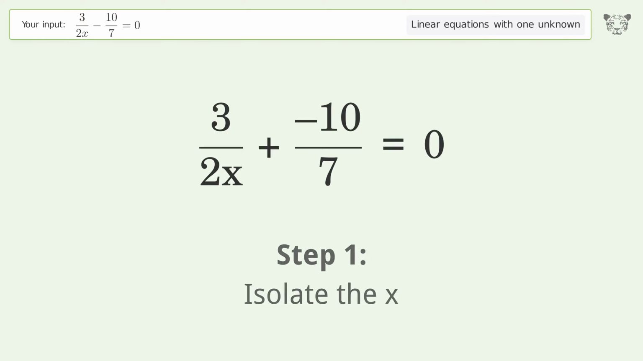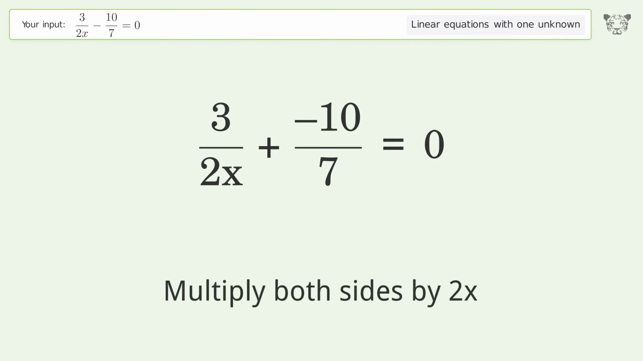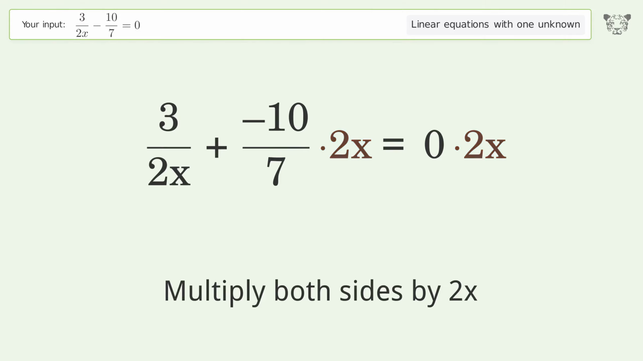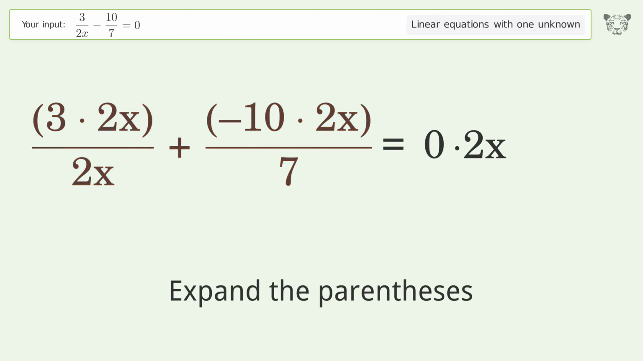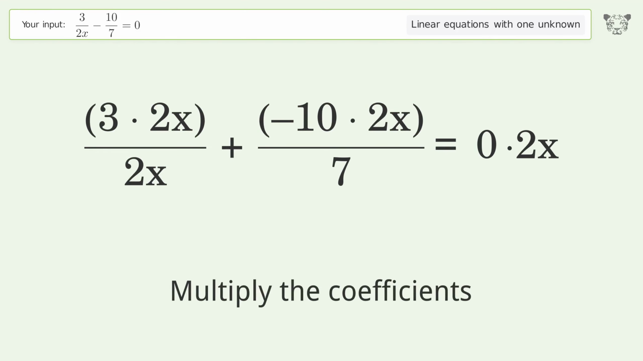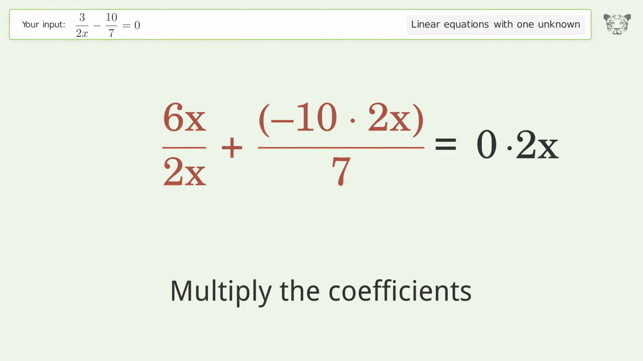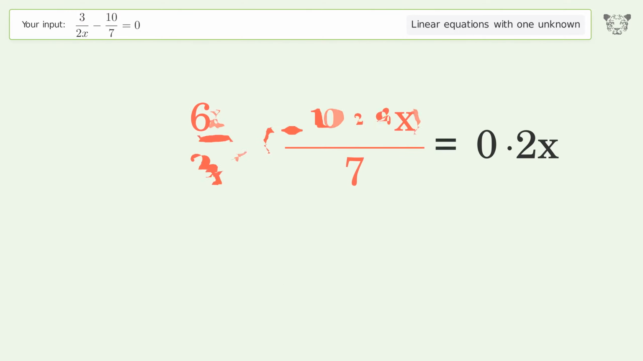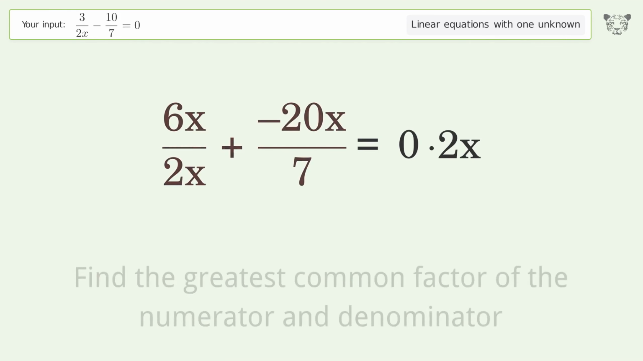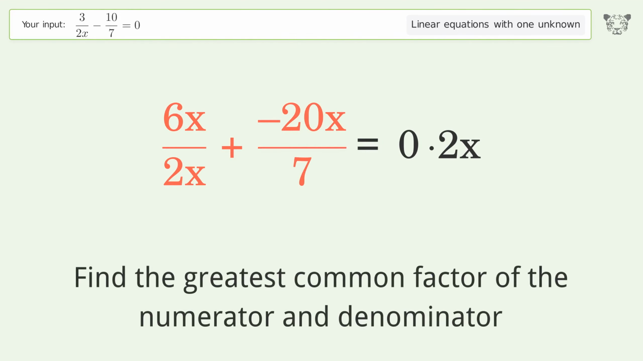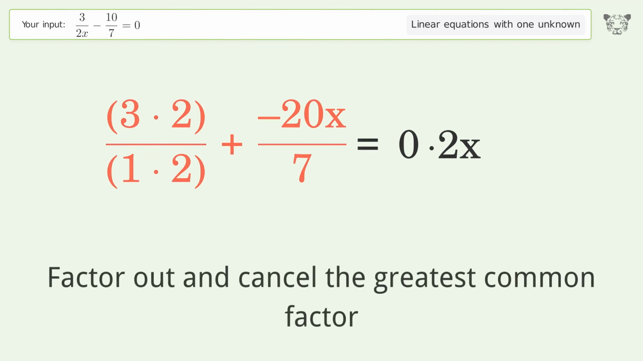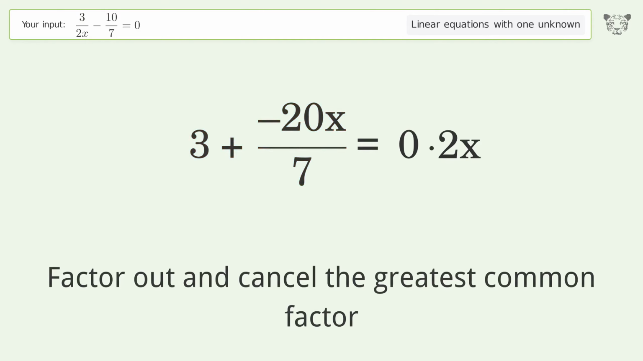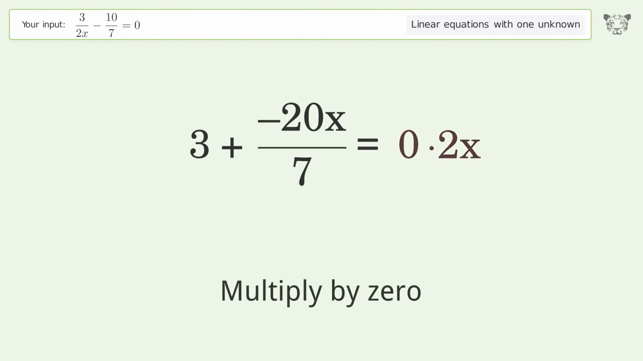Isolate the x. Multiply both sides by 2x. Expand the parentheses. Multiply the coefficients. Find the greatest common factor of the numerator and denominator. Factor out and cancel the greatest common factor. Multiply by 0.